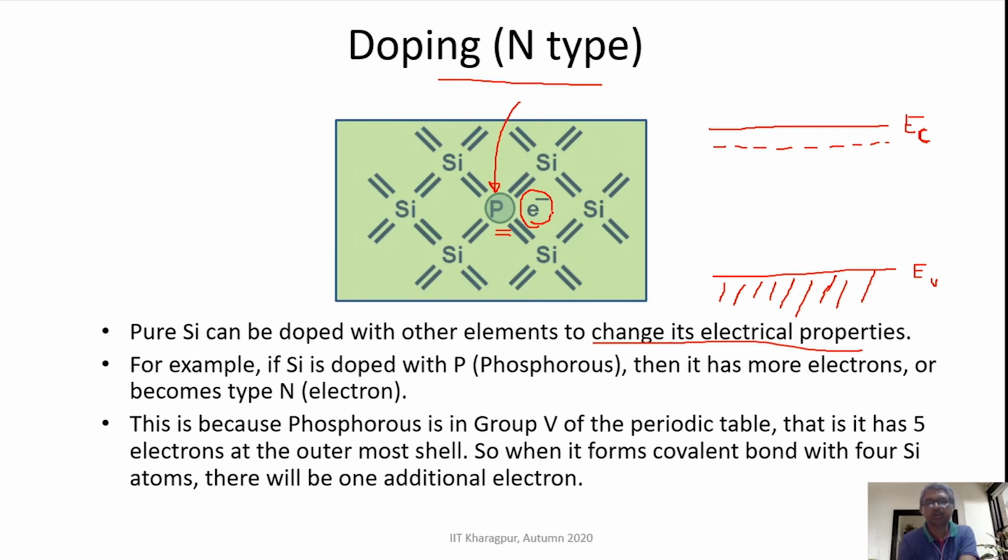So this additional electron in the case of phosphorus is loosely bound, and as phosphorus atoms are sitting in this particular energy level, which is very close to that of the conduction band, with a very little amount of energy phosphorus will be ionized, and this electron, which is sort of free, can go to the conduction band. So you see, with very little energy, the electrons from this energy level can be donated to the conduction band.